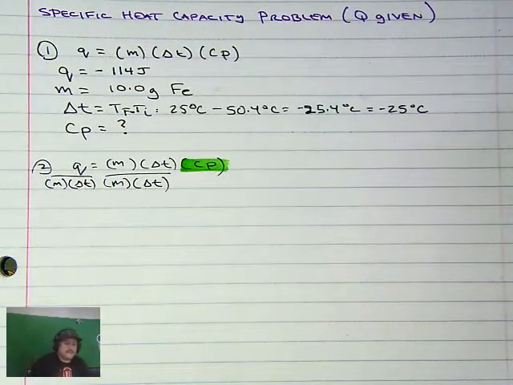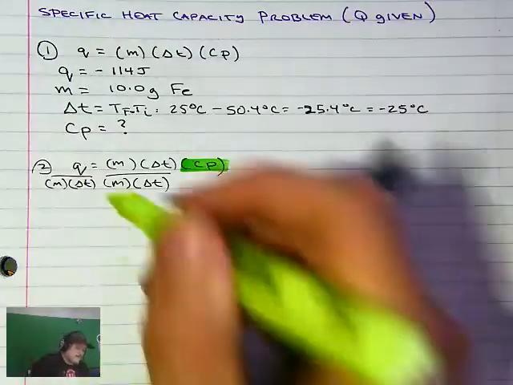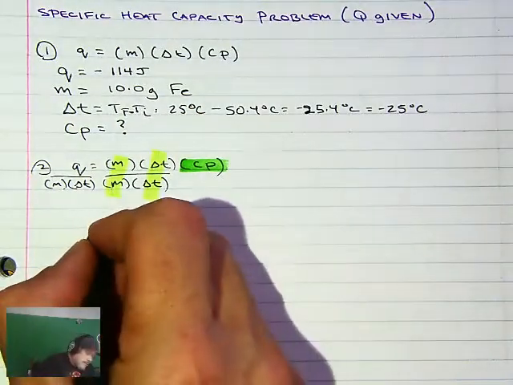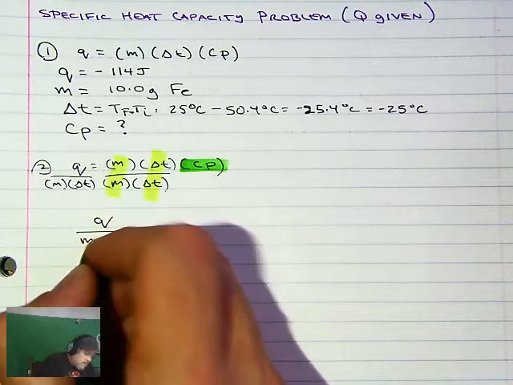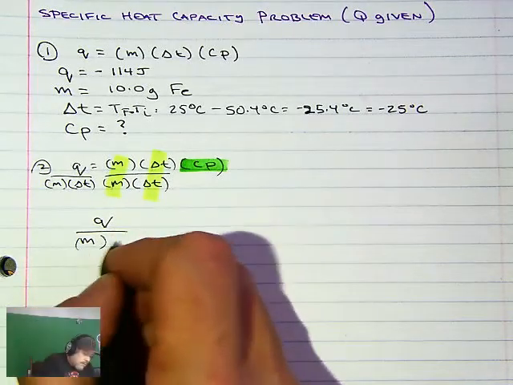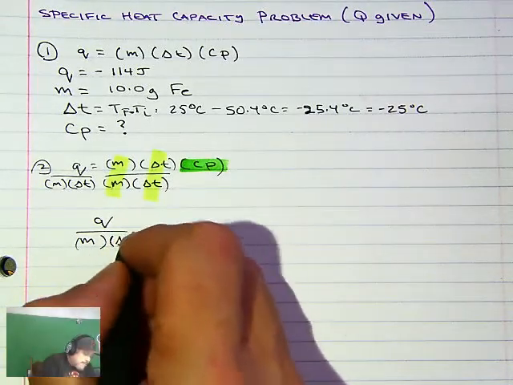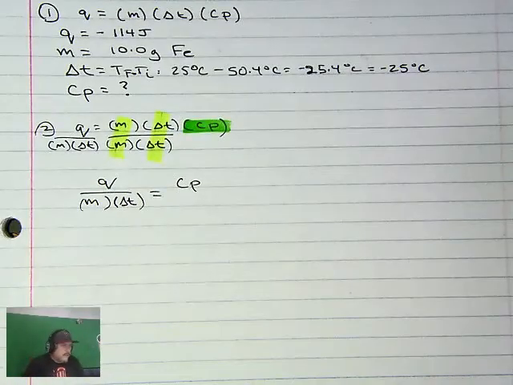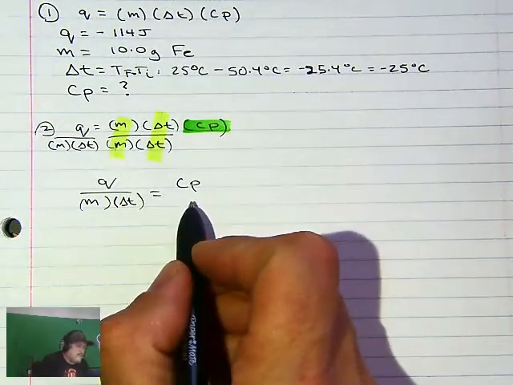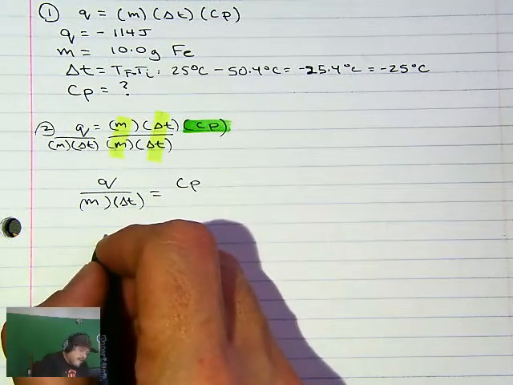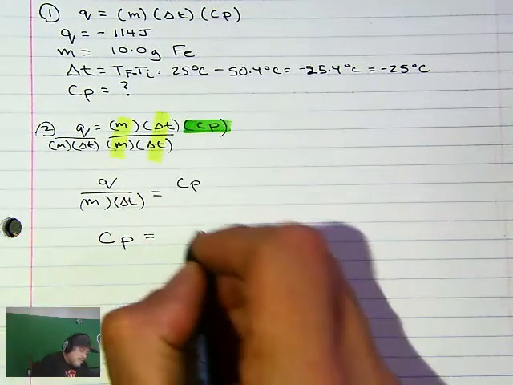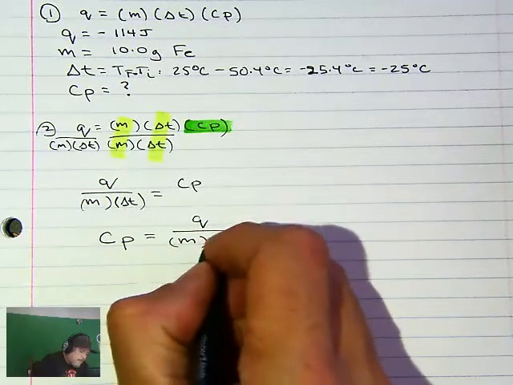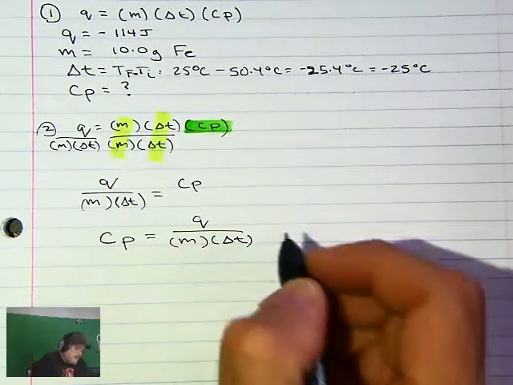When I do that, these are going to cancel, and I get Q over m delta T, and that equals Cp. I feel more comfortable with my unknown being on the left side, and that's the only reason I rewrite it. It just makes me feel a little more comfy. Q over m delta T.